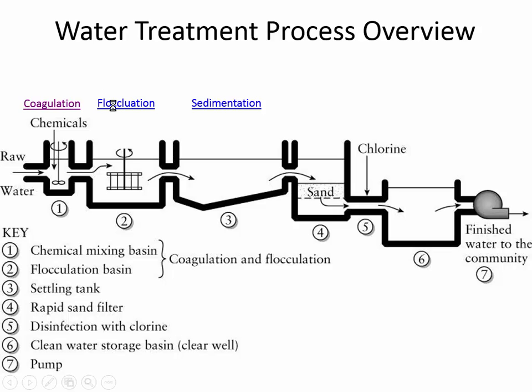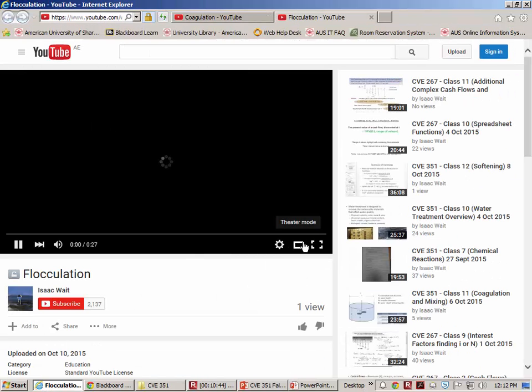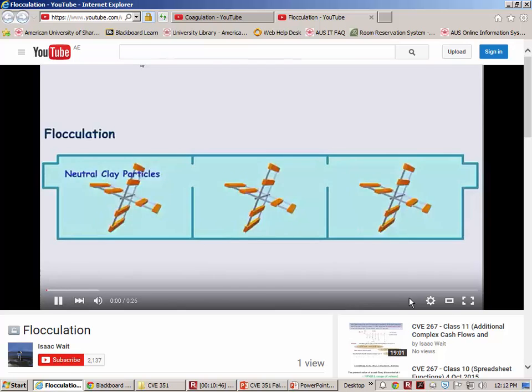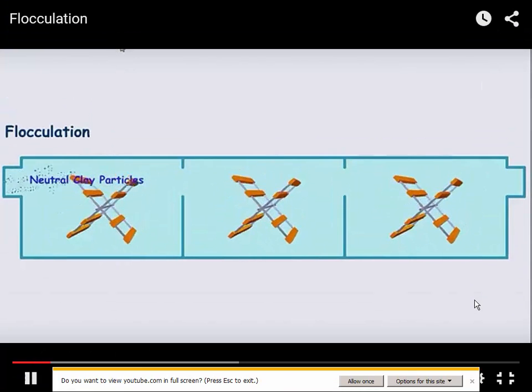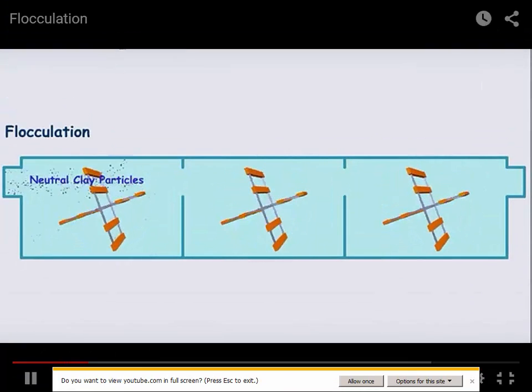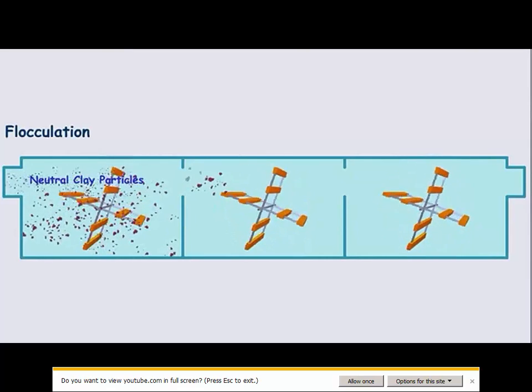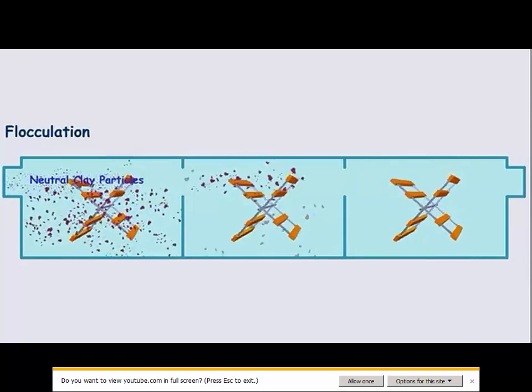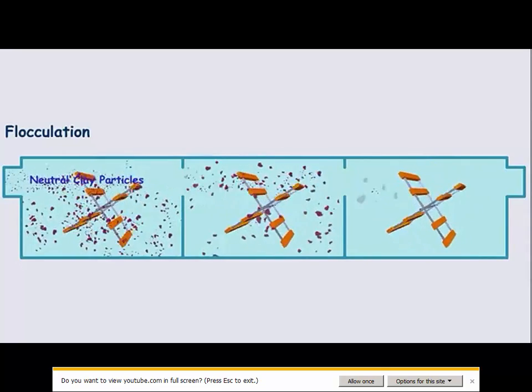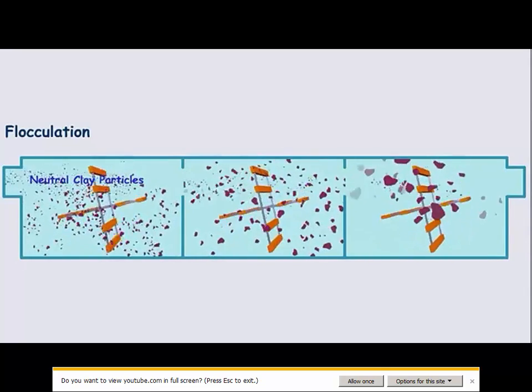Flocculation, on the other hand, is a more lengthy process, and the mixing energy is lower during flocculation. The particles come in, and they've been neutralized already from coagulation. And you can see that the particles are progressively growing larger as you go from tank to tank.